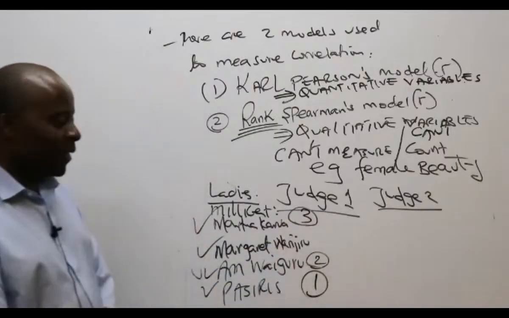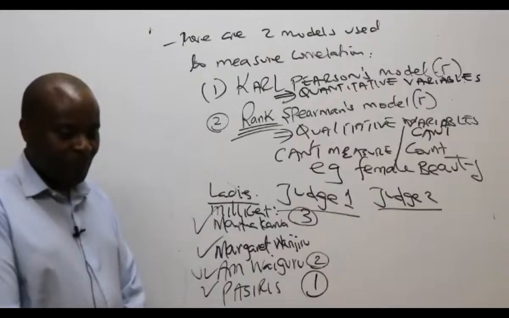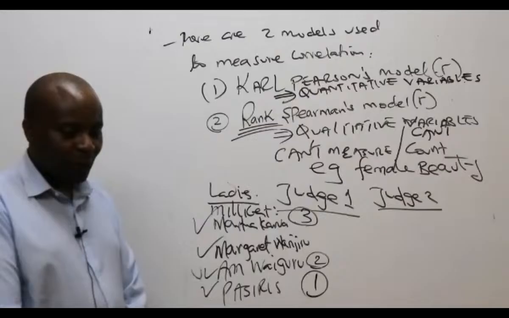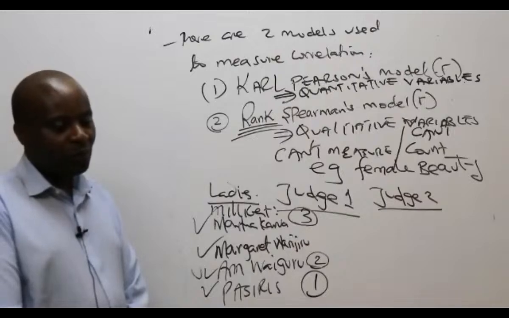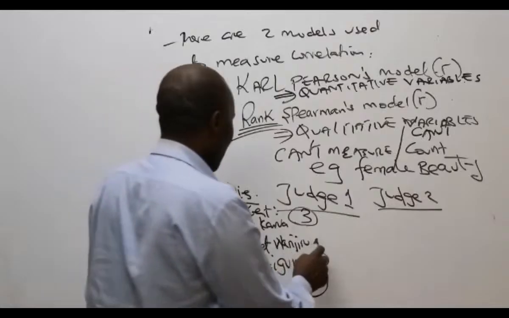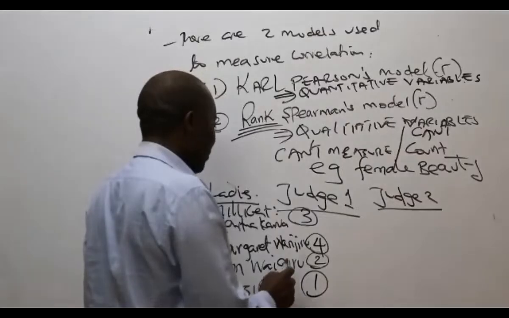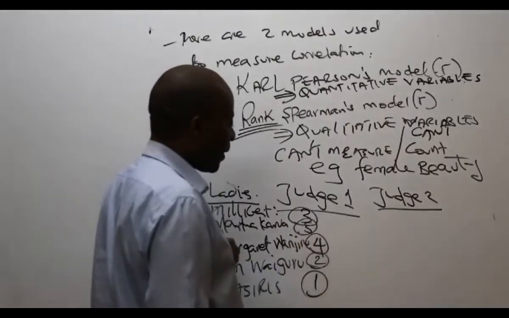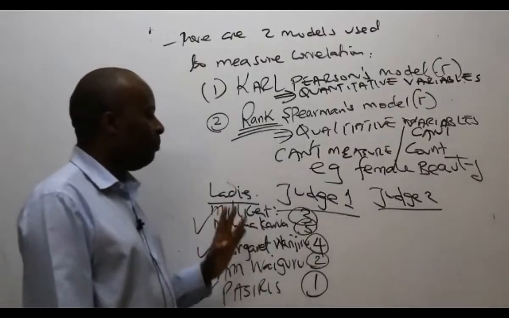Number 4, Gibson, I am still with you. Margaret. So Margaret in this case, number 4 is Margaret Wanjiro. And then my neighbor here at Isinya, Mother Karua, who has a very good property at Isinya, takes the last position. This is a female beauty contest.